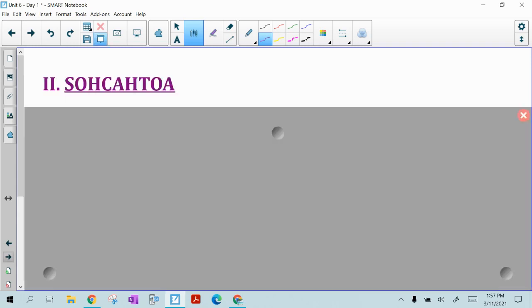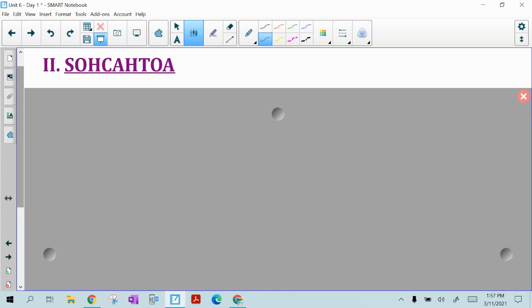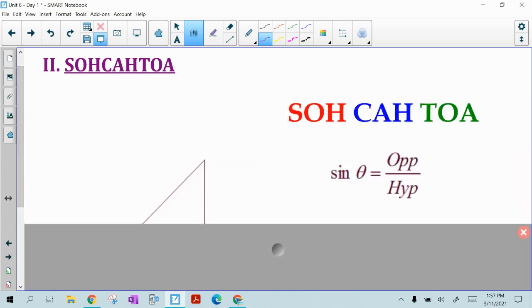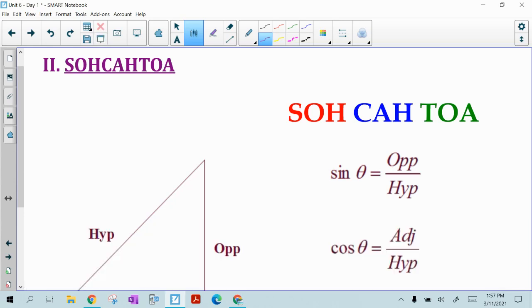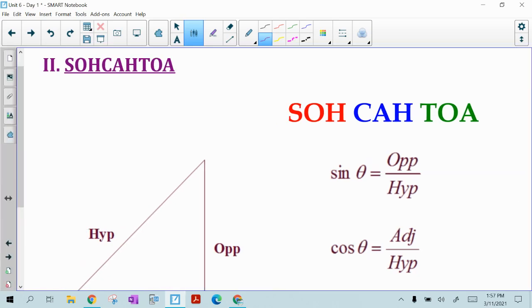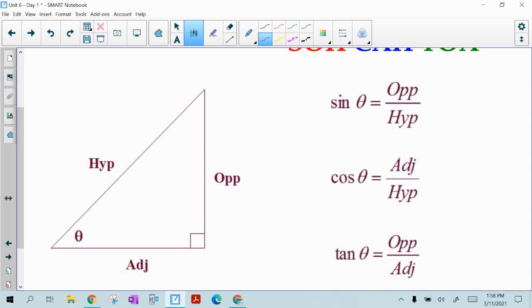So we're going to move to SOHCAHTOA. Now, SOHCAHTOA is just a mnemonic device for helping us to remember which way things go. And we're going to say, again, sine is just the opposite over the hypotenuse. Cosine is the adjacent over the hypotenuse. And tangent is opposite over adjacent.